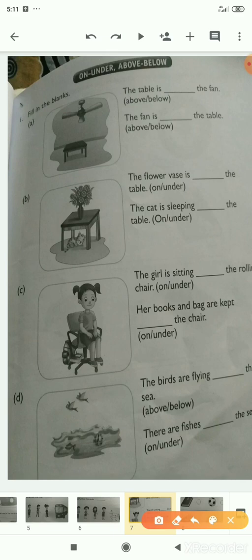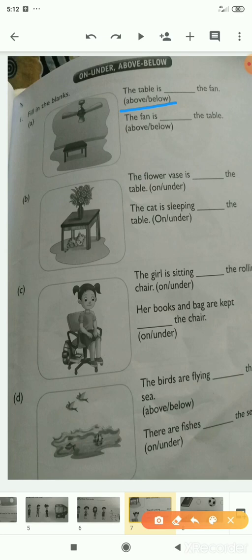Let's start. Here we have our first fill in the blanks. Come on, read with me. The table is dash the fan. So here we have 2 options, above and below. Where is the table? Yes, the table is above or below. The table is below the fan.